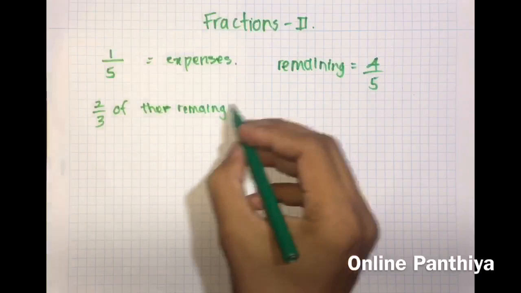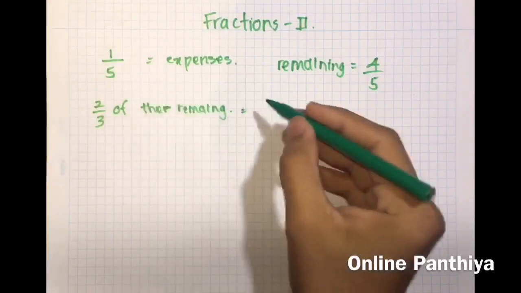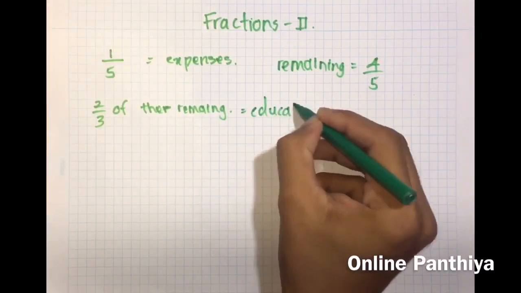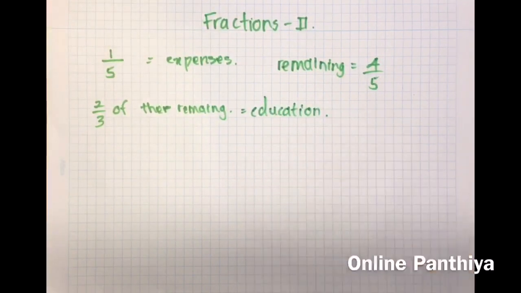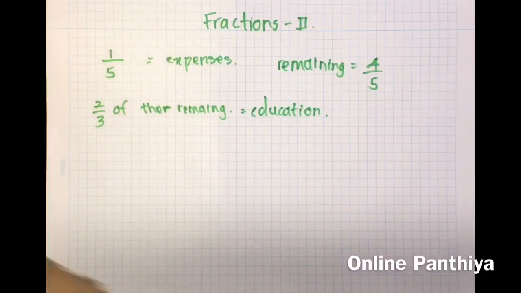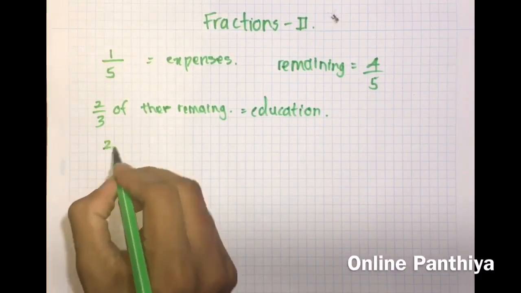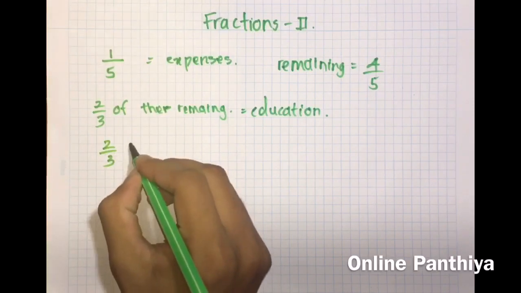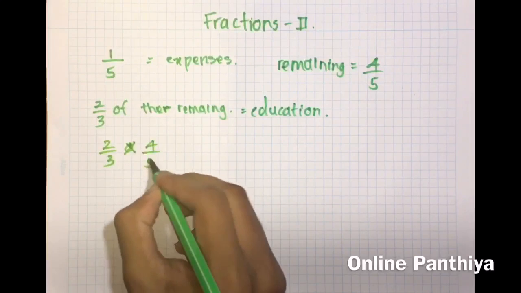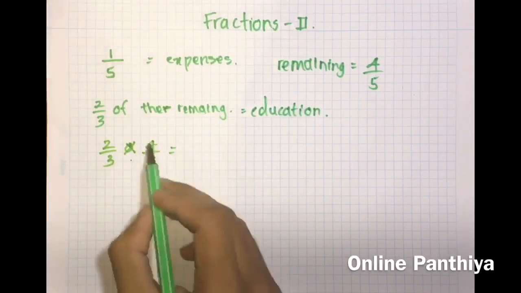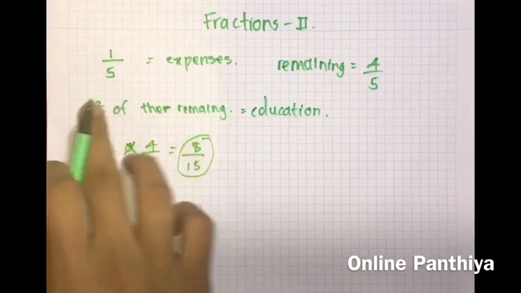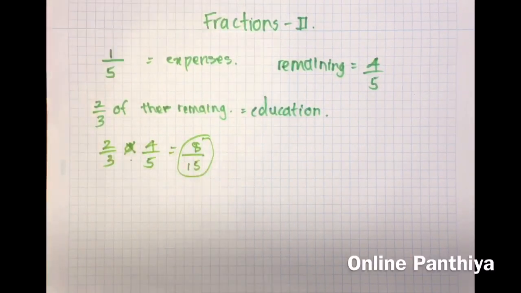Understand? This is taken for, what did I say, maybe we'll take it for education. Now the amount in fraction that is used for education, you have to find it. How do you find it? 2/3 of the remainder, where of means multiplication. Was that clear? Now you have to solve and get the fraction. This is the portion from the total salary that is used for education.